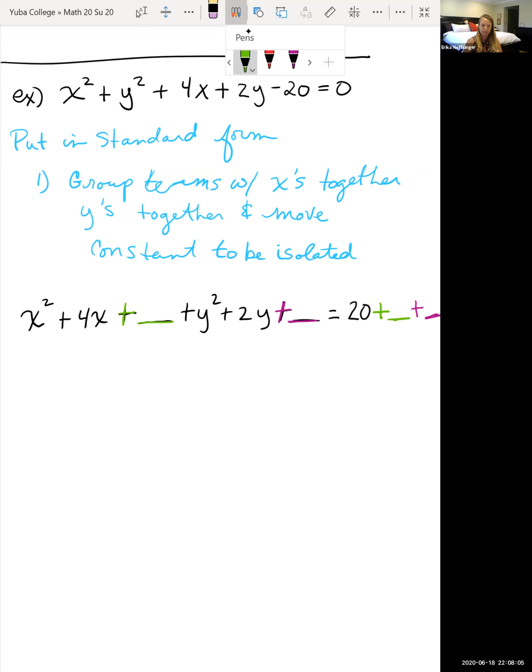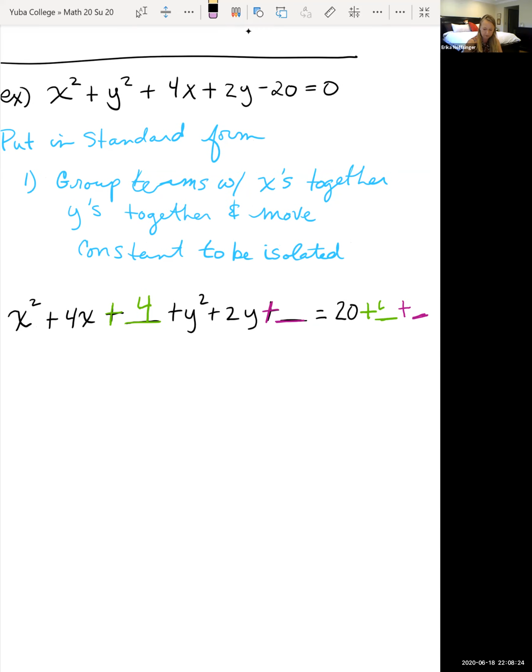So half of 4 is 2. And so in order to make it a perfect square, use that number we found, 2, and multiply it by itself. So 2 times 2 is 4. So we're going to add 4 to our x terms to make it a perfect square. But that means I have to add 4 on the other side of the equation.